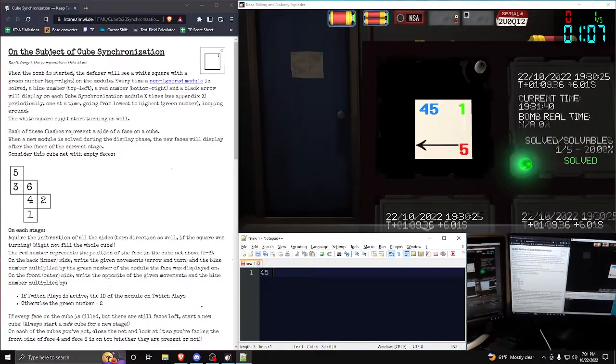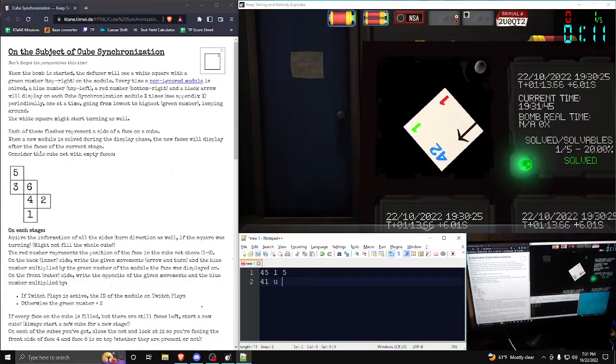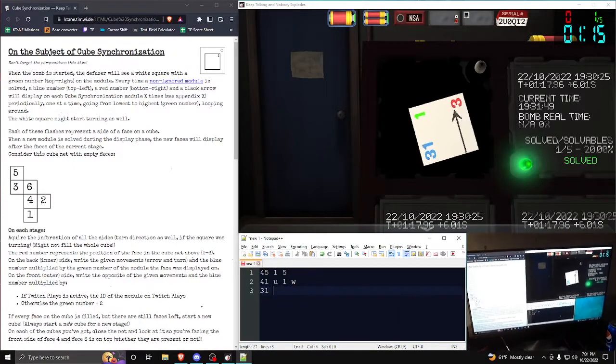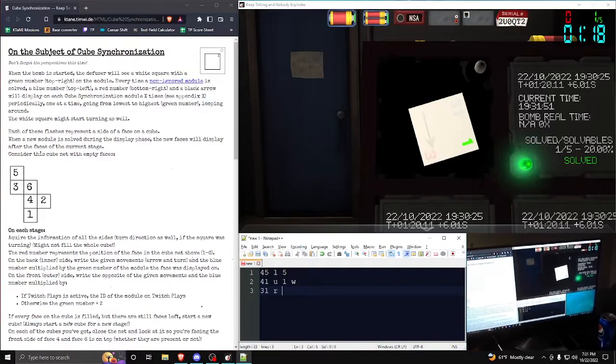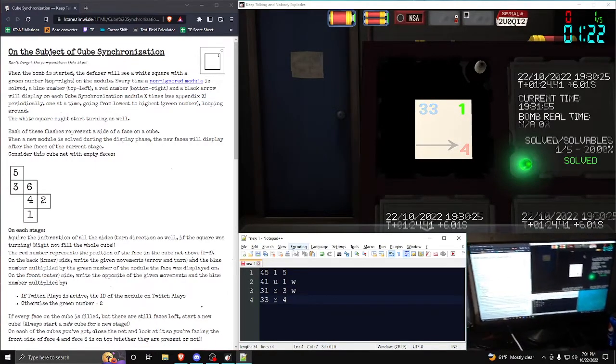We have 45, left 5. We have 42, up 1, and it's spinning counterclockwise. We have 31, right 3, and it's spinning counterclockwise. We have 33, right 4.